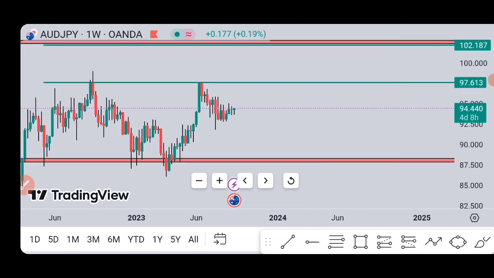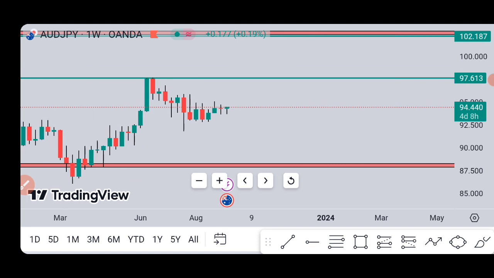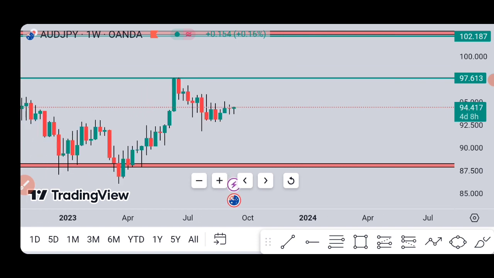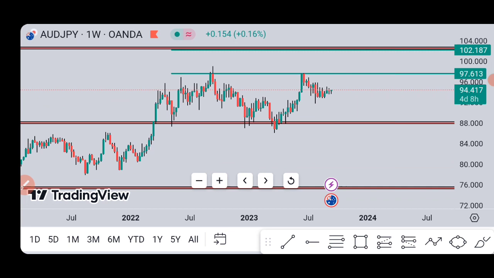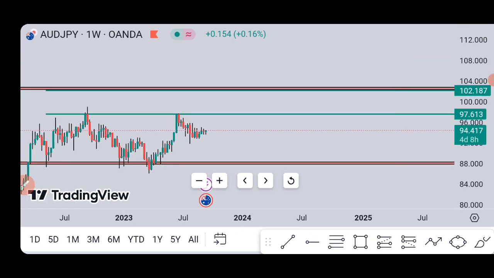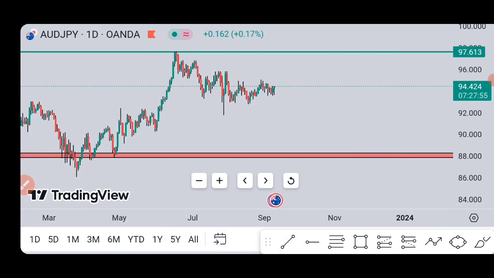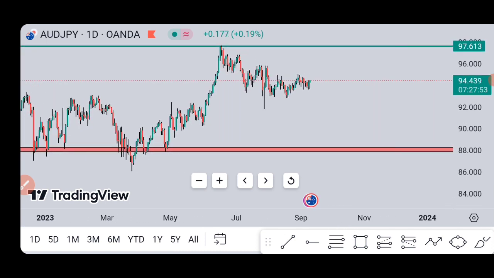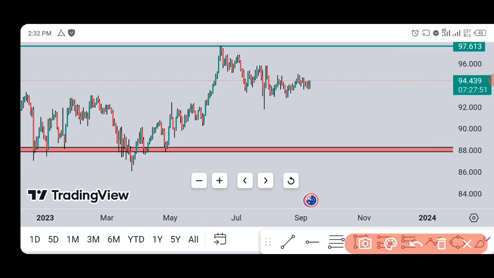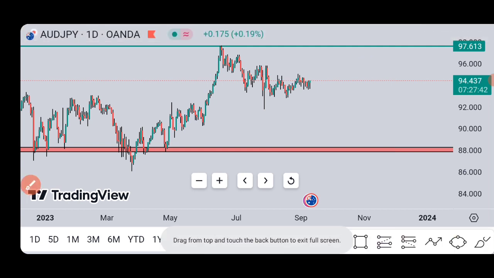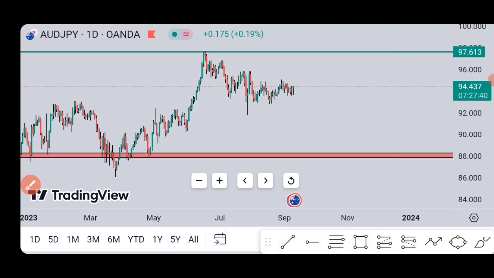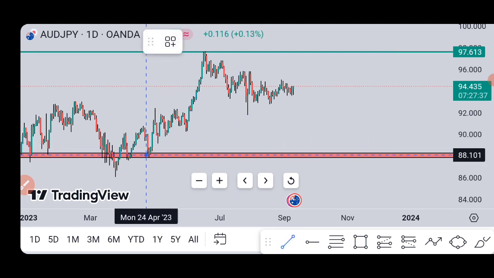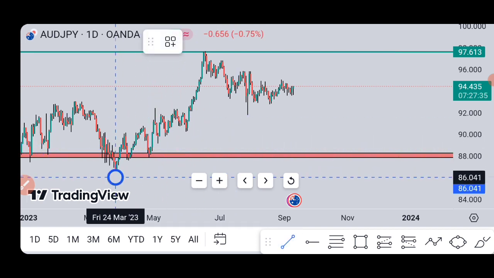Remember, I don't trade on the weekly time frame, so I'll go to my daily time frame and show you how I spot my entries. This is my daily time frame. You can see how this market moved from here to here, then created this correction. The market is still bullish. Now for pattern traders, this is a flag pattern. We have the flag handle.